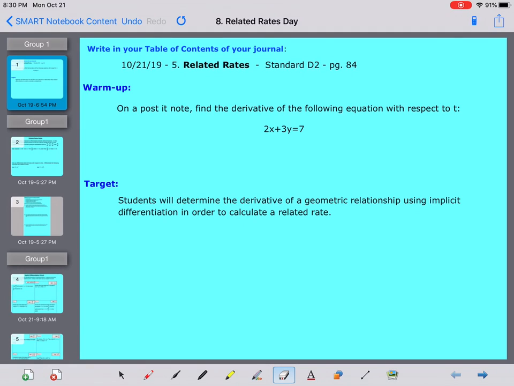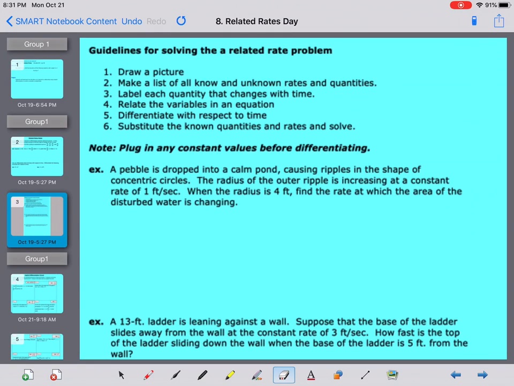So we're going to be looking at how the rate of change of one part of an equation affects the rate of change of another part of the equation. Okay, so this is where we start seeing a lot of our word problems in calculus.